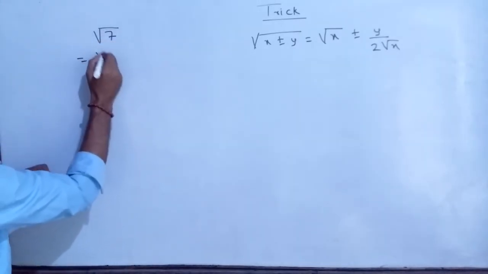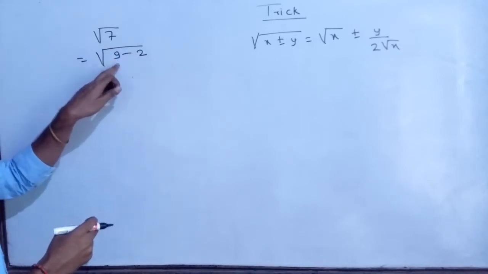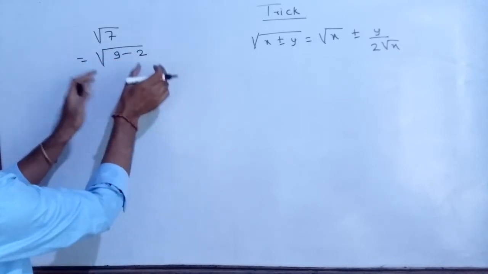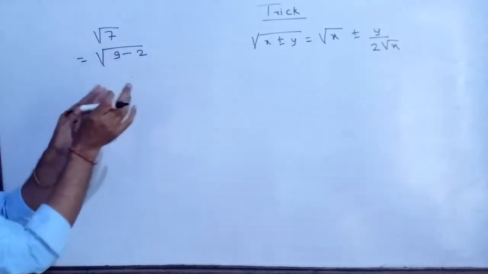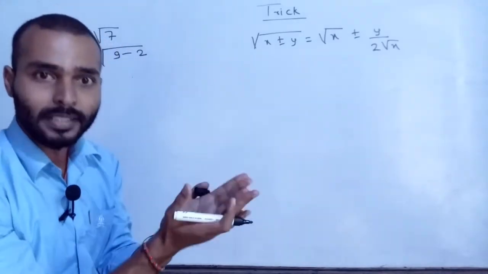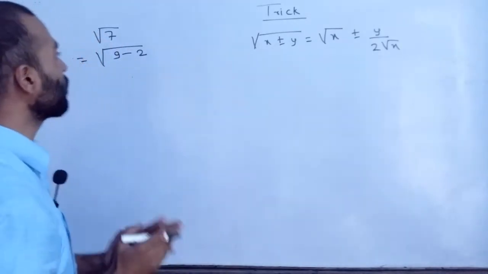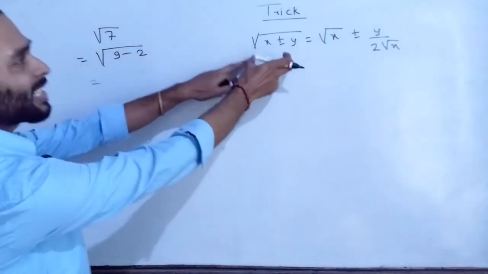Now another example, we'll see root 7. Root 7 can be written as root of 9 minus 2. There should be one perfect square, so it will be easy to calculate the square root of the number. That perfect square is root 9 or root 16, root 25, root 36, root 49, root 64, root 81. So it is in the form of root of x minus y.